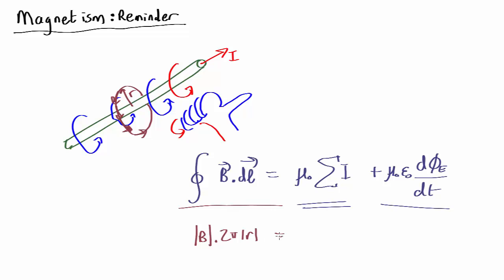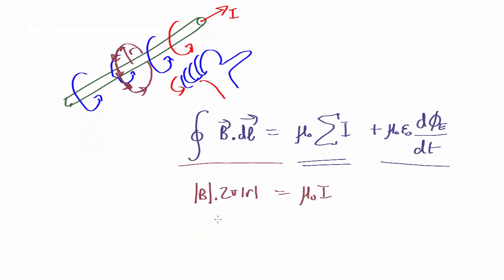And that's equal to, we've got no electric field through this, so that term is 0. It's just equal to mu naught times the current. So we end up with the strength of the magnetic field is equal to mu naught times the current divided by 2 pi times the distance r. Okay, so that's how you do it for a beautifully symmetrical case.